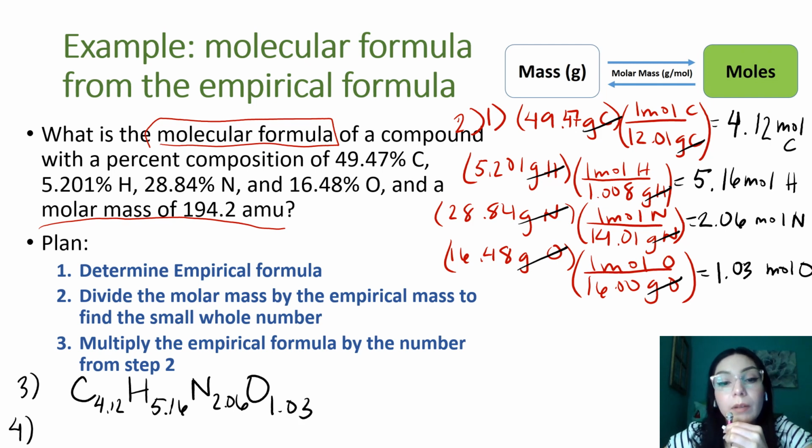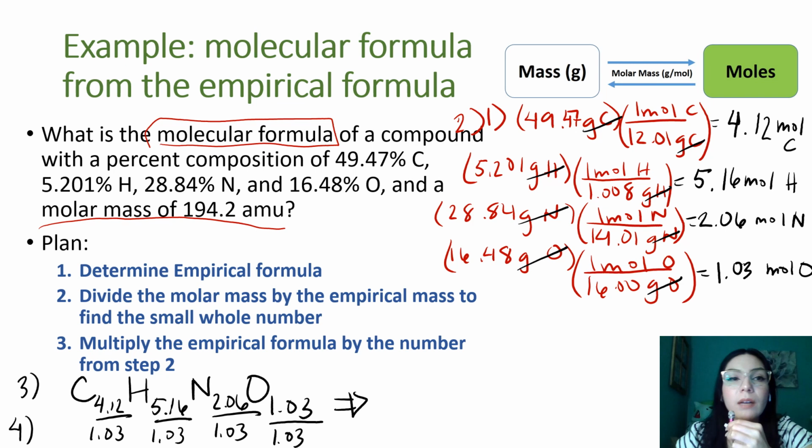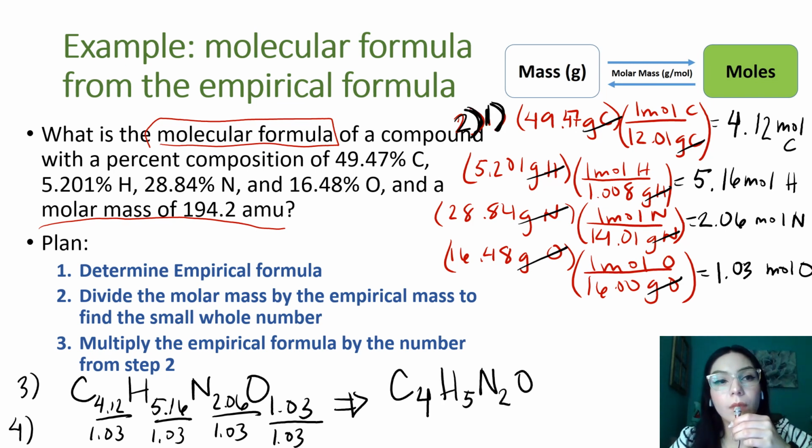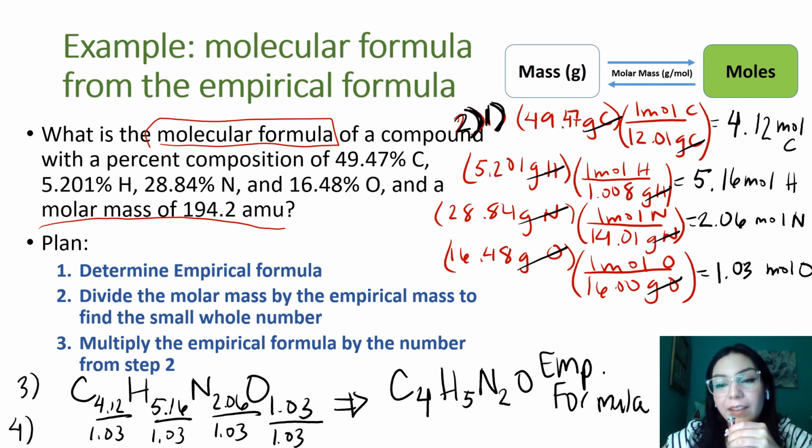Now, the smallest amount here is oxygen, so we're going to divide by 1.03. Now, you divide these out and then rewrite with those new numbers. Once you divide these out, this is what you get. Now, this is our empirical formula. So good job, we just found our empirical formula. If you can get this far, you're halfway there.